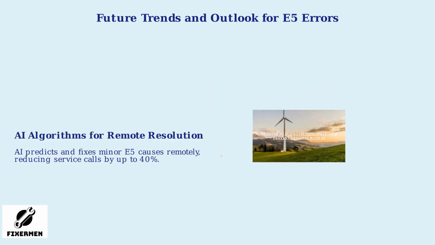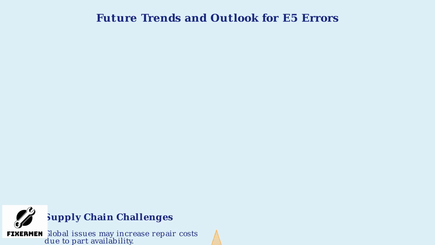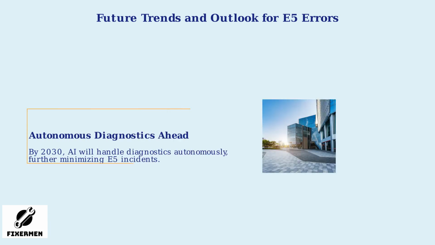AI algorithms are increasingly capable of predicting minor E5 causes and even resolving them remotely, potentially cutting service calls by up to 40%, according to industry reports. Sustainability efforts are focusing on energy-efficient capacitors that have longer lifespans, which means fewer E5 errors over time and lower environmental impact. However, global supply chain issues remain a challenge, potentially driving up repair costs due to difficulties obtaining replacement parts. Looking ahead, expect advancements in autonomous diagnostics, where AI systems can fully handle troubleshooting and minor fixes remotely, significantly reducing E5 incidents in the coming years.